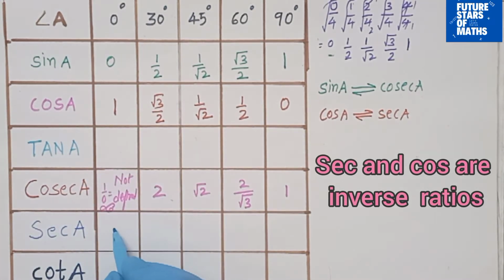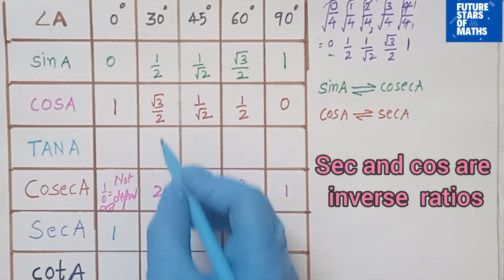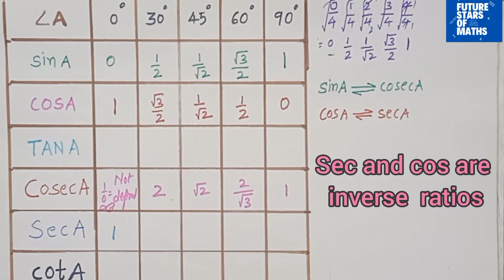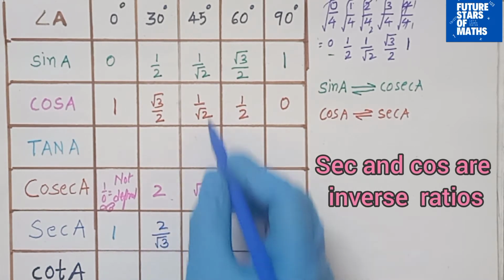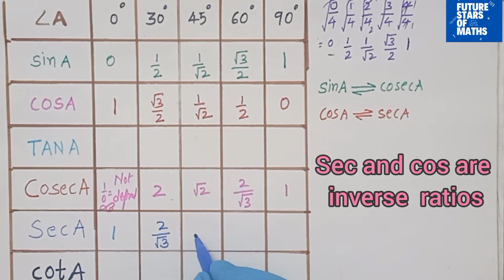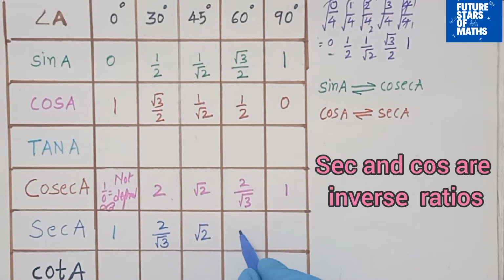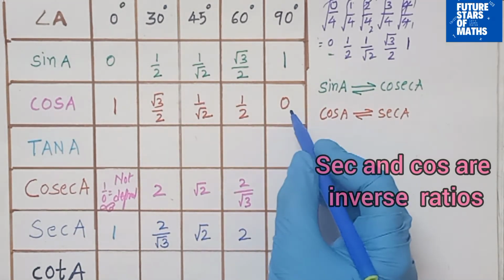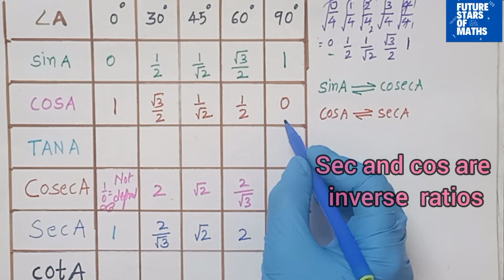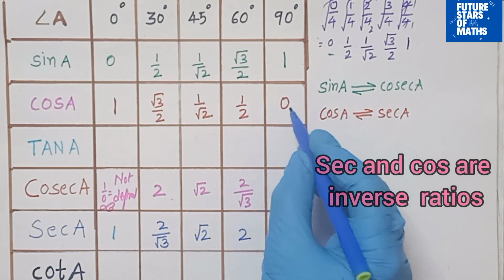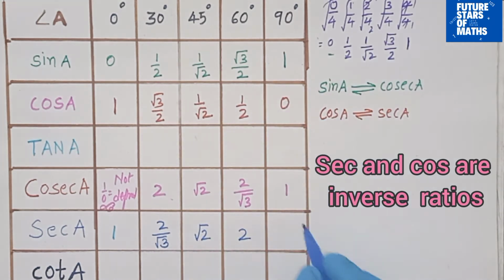So what is secant A? 1 by 1, so it will be 1. Root 3 by 2, so it is 2 by root 3. 1 by root 2, so root 2 by 1 means root 2 only. 1 by 2 means 2 by 1, so we will get 2 here. Here 0 by 1 is there. When we reverse we will get 1 by 0. So what is it? Infinity. Not defined means we can write it as infinity.